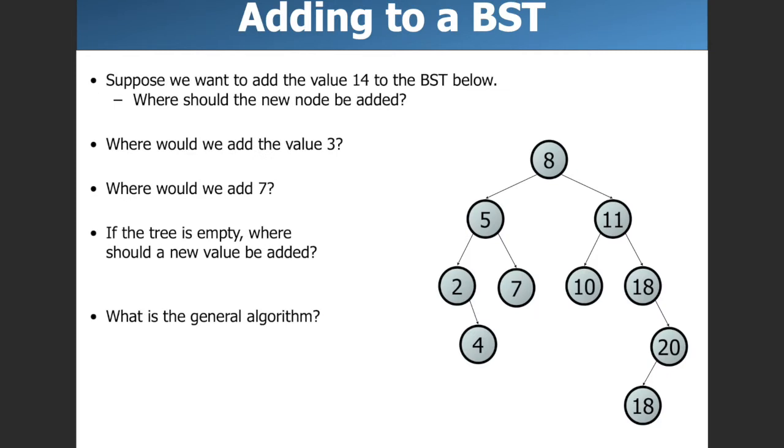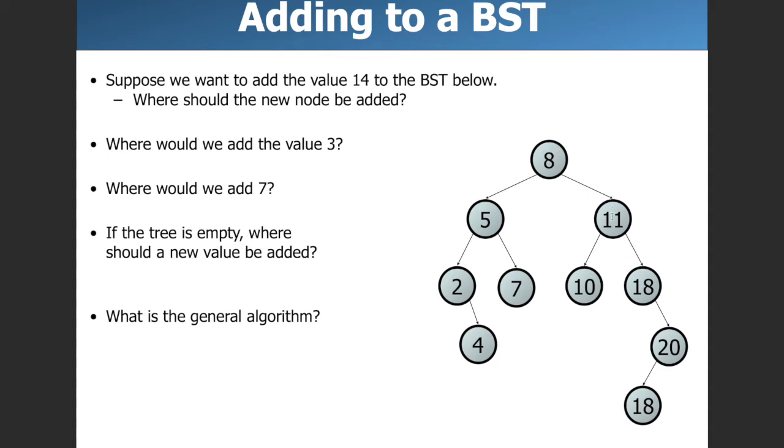Let's have some practice with adding nodes to a BST. Suppose we want to add the value 14 to the BST below. Where should the new node be added? Again, we start at the root, we compare 8 and 14. We know 14 is greater, so we go to the right side, to the right subtree.